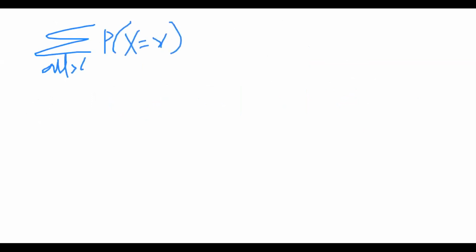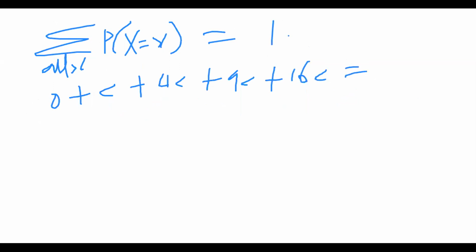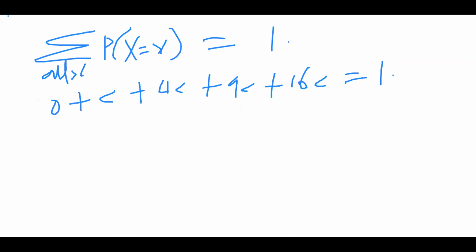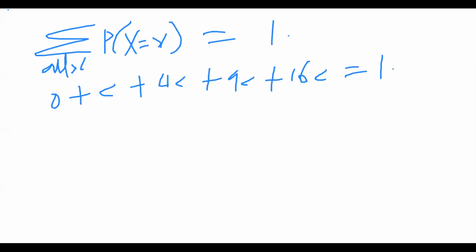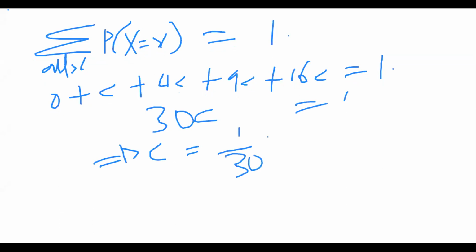So on the next page, you can say that the summation of all x, probability of x equals to x, is equal to 1. So we shall have 0 plus c plus 4c plus 9c plus 16c gives us 1, which implies that when we add up all of those, it will give us 30c. 16 plus 9, that is 25, 29, 30c, yes, equals to 1, implying that our c is equal to 1 out of 30, which you have got, and that answer is correct.